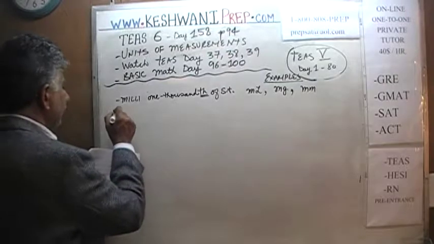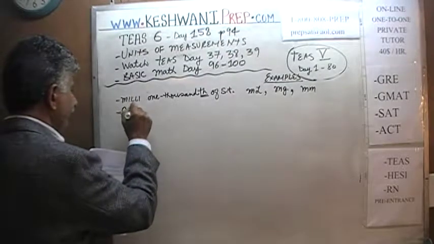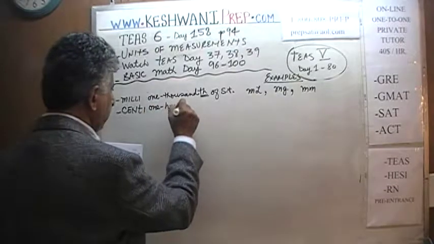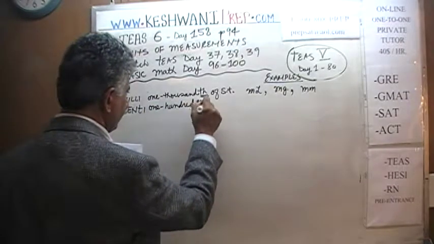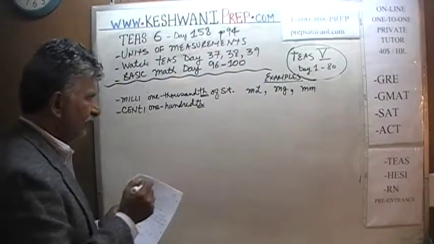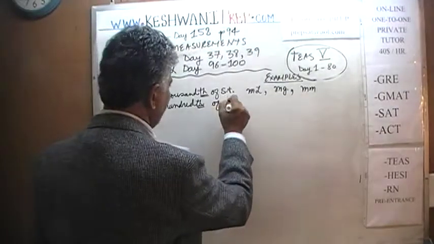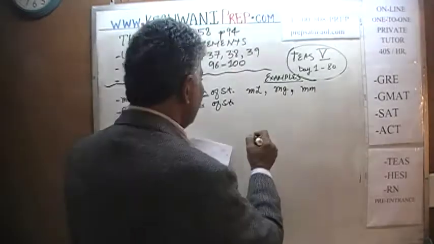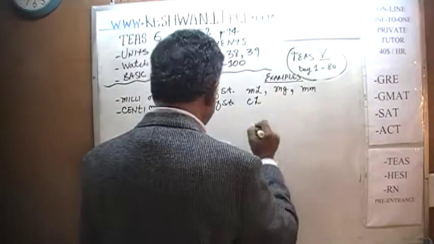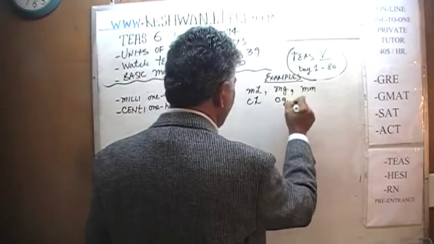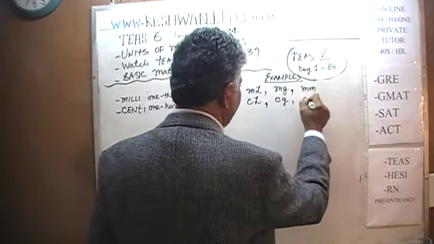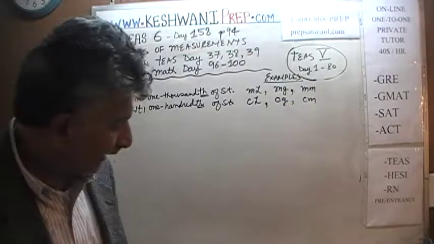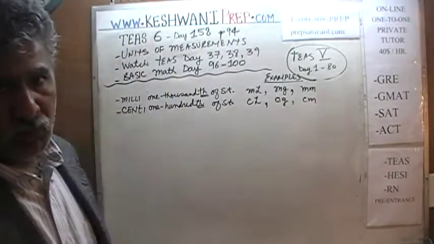Then we have centi. What does centi mean? Centi means 1/100th of something. Again, 1/100th with the th. Such as, you could talk about centiliter, we could talk about centigram, and we could talk about centimeter, but you will find that in daily life, people usually do not talk about centiliter.